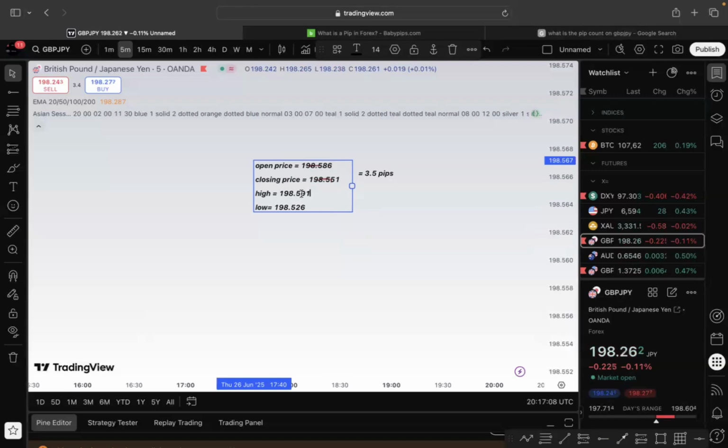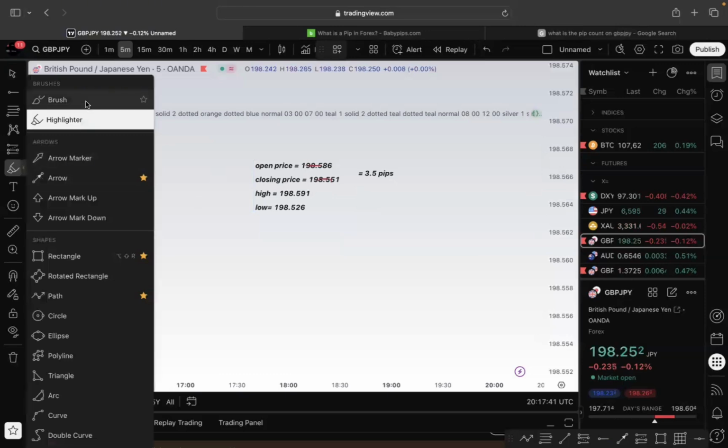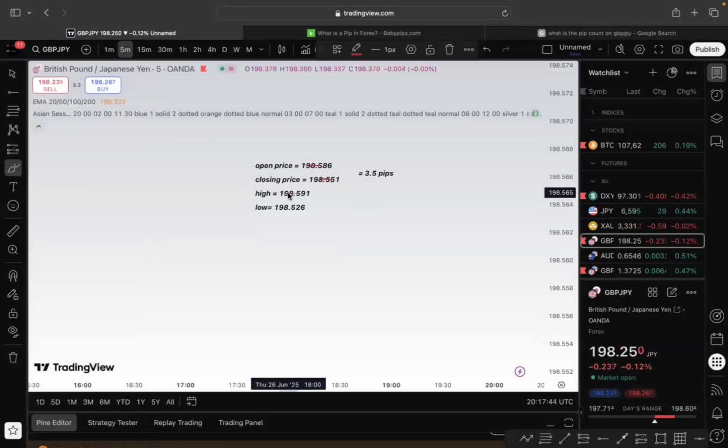So the difference between 198.586 and 198.591 would now be 0.5 pips. Yeah, I think it will be 0.5 pips and no longer 1 pip. Why? Because before price gets to 1 pip, it has to go to 0.1, 0.2, 0.3, 0.4, 0.5. But the pips here, like the pipettes, is not the same. Let me even use the highlights or the brush to scratch. Yeah, so from 86 to 91 is 5.